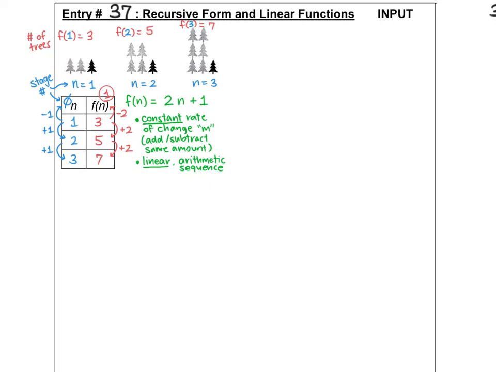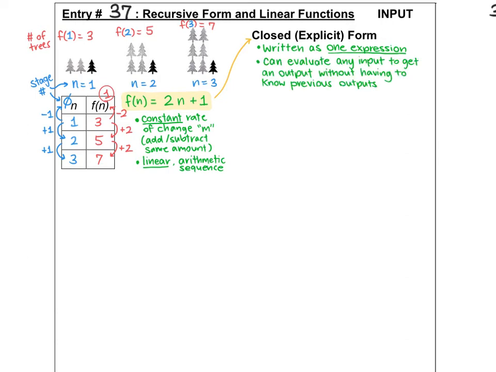This equation form, slope-intercept f of n equals 2n plus 1, is in a category of writing functions called closed or explicit form. The closed or explicit form of a function is when a function is written as just one expression after your f of n or output variable. Writing a function in closed form allows you to evaluate any input to get any output without having to know any of the previous outputs leading up to it.